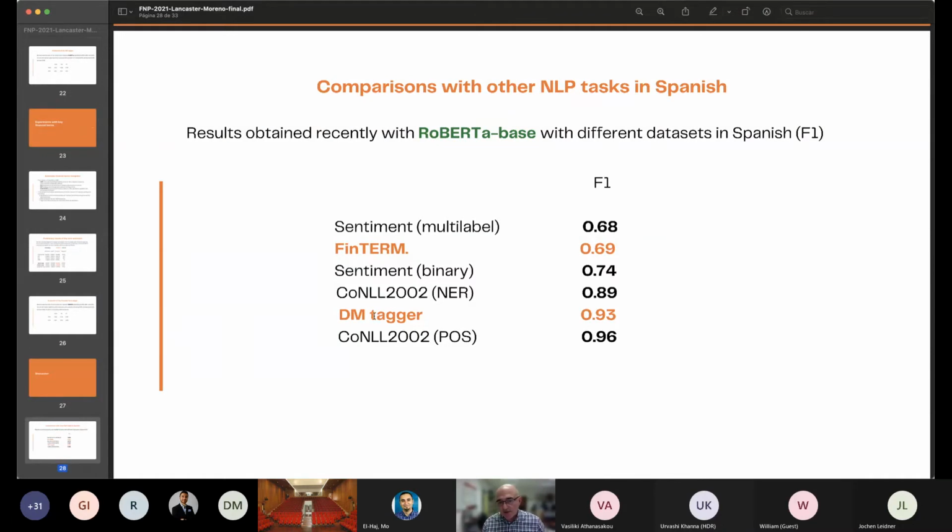And our discourse marker tagger is over this NER outcome. 0.93, which is very good, the discourse marker. And the best, of course, because it's the most training, is the part of speech. In Spanish, we get 96 with this RoBERTa base transformer model. Okay, so we can see that using terms, we are not very well positioned in the rank, but if we use the discourse markers, we get better results.